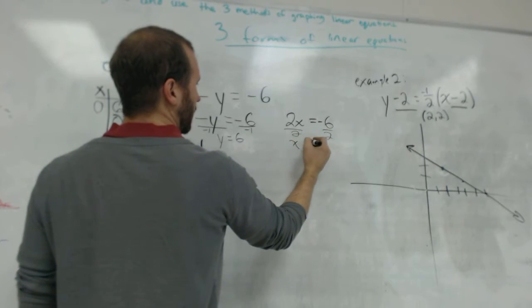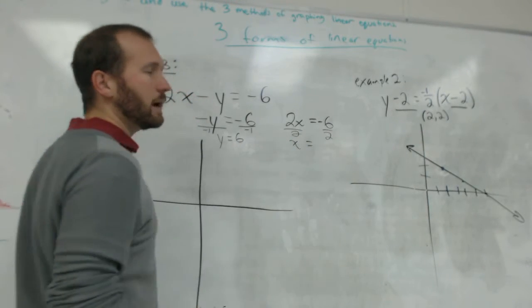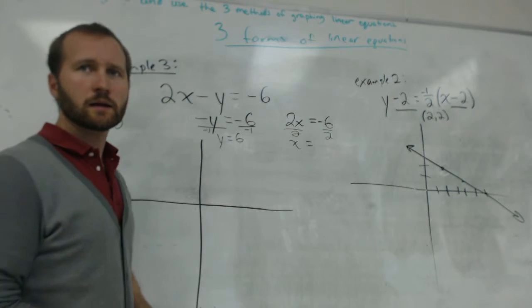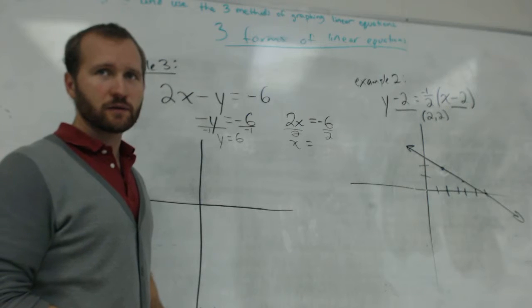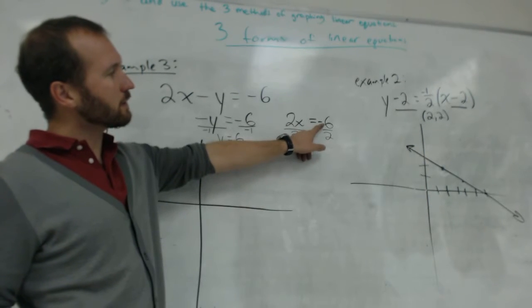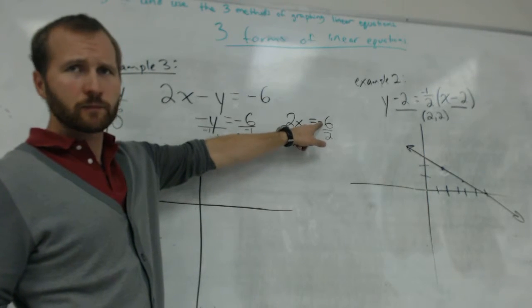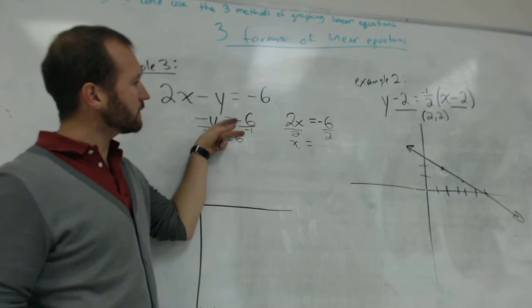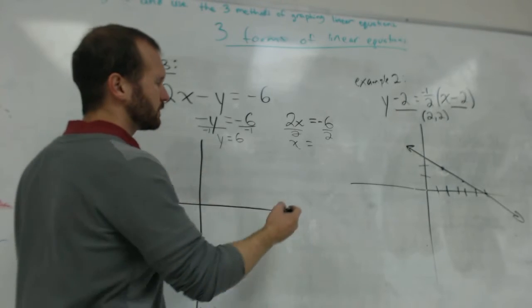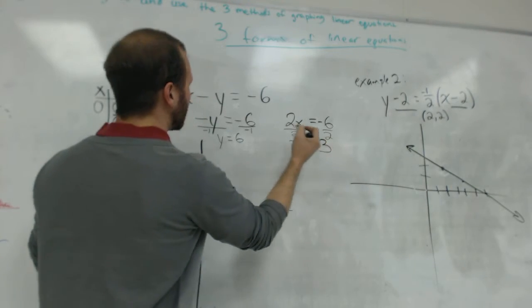A negative divided by a positive is a negative. Right? If we're multiplying and dividing, if we have one negative, the answer will be negative. If we have 2 negatives, the answer will be positive. In this case, we have -3 for x.